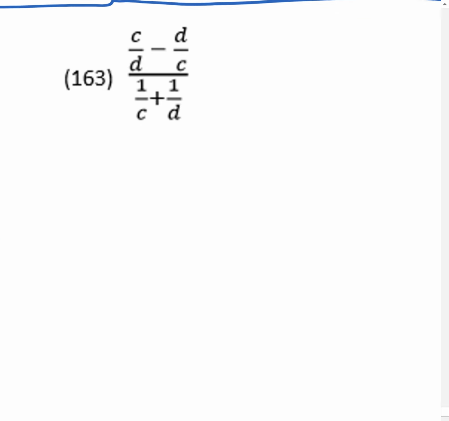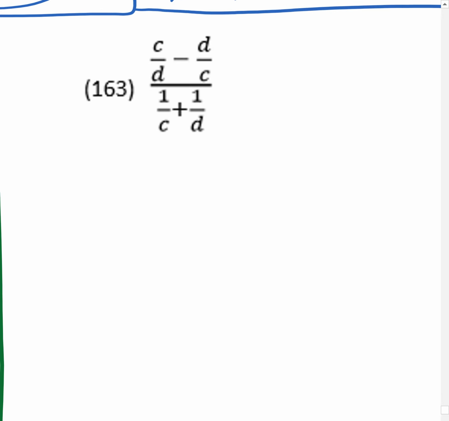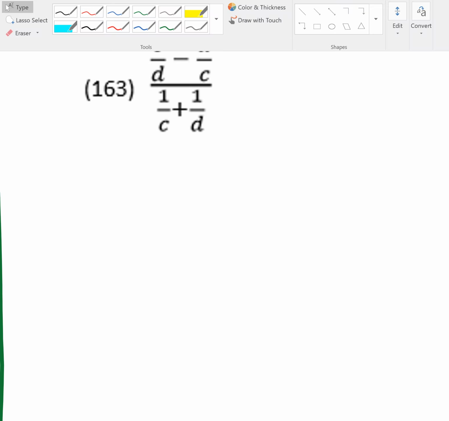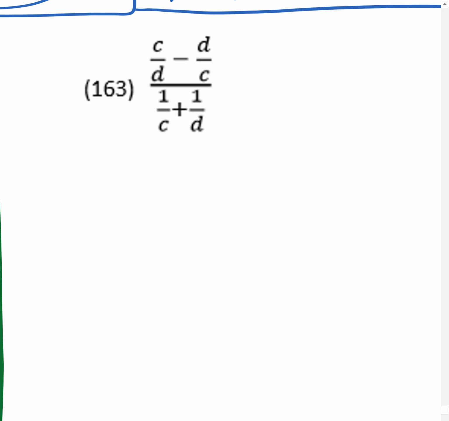Alright, next one should theoretically be similar. I like that method of just taking the whole thing and finding the LCD of all the denominators, multiplying all the denominators by it, you know. So if I look at all these little denominators, there's a D, there's a C, there's a C, there's a D. The LCD would have a combination of those two, CD.